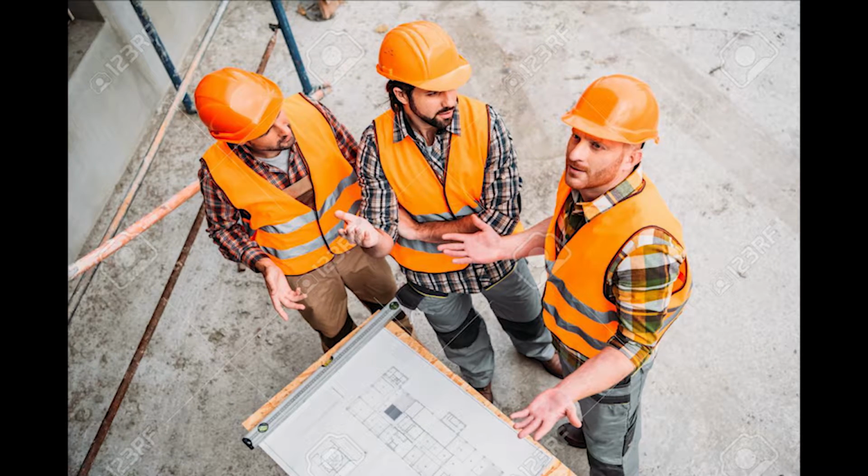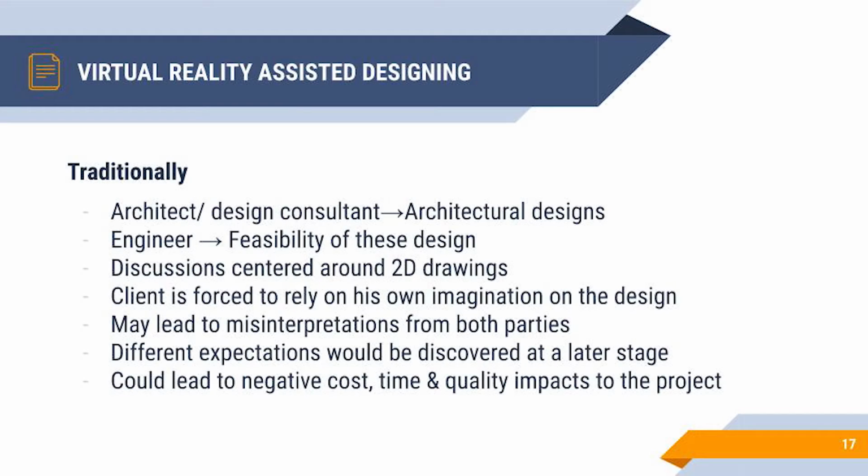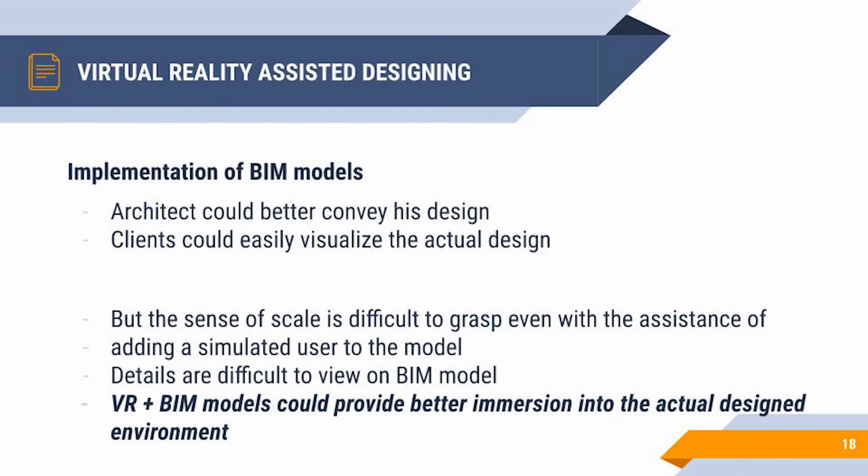While elevation, section, and detail drawings could provide a fuller picture of the design visualized by the architect, the client is still forced to rely on his own imagination for the architect's design. It has been a persistent problem where such reliance on experience and imagination has led to misinterpretations from both parties, causing different expectations of the final outcome, which would be discovered at a later stage of the project, usually when mistakes have already occurred. Such mistakes could lead to negative cost, time, and quality impacts to the project.